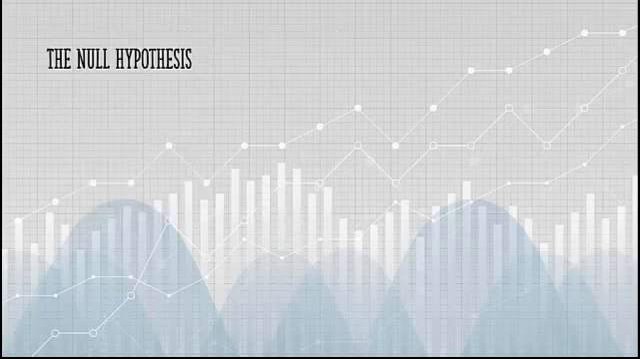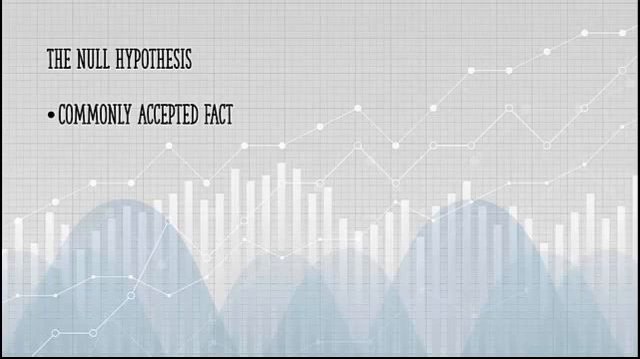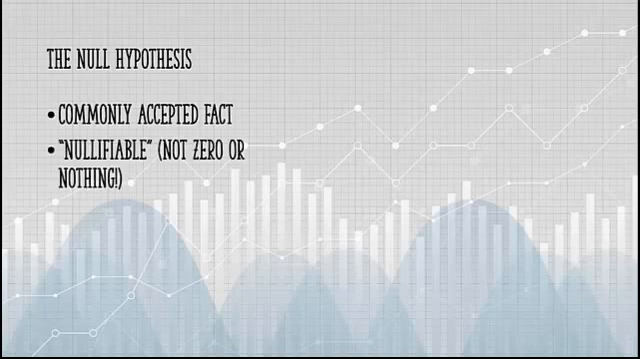The null hypothesis is the commonly accepted fact. As a researcher, you work to reject, nullify, or disprove this null hypothesis. The word null in this context means that it's a commonly accepted fact that researchers work to nullify. It doesn't mean that the statement itself is null. It doesn't mean that it amounts to nothing. So it means something that's nullifiable, not something that is zero or nothing. In notation, the null hypothesis is written as H sub naught or H sub 0.